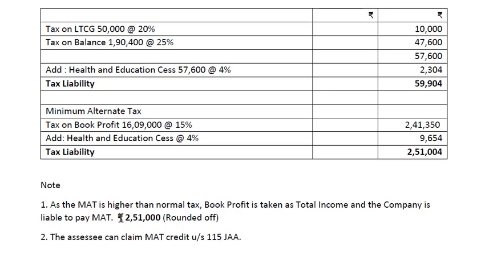Now the normal tax as well as minimum alternate tax, whichever is greater. Minimum alternate tax is higher, therefore 2,51,000. It is rounded off to the nearest 10 rupees. So 2,51,000 is the tax liability, and the assessee can claim MAT credit, that is the difference between the tax paid, 2,51,000, and the normal tax. This amount will be given as MAT credit.